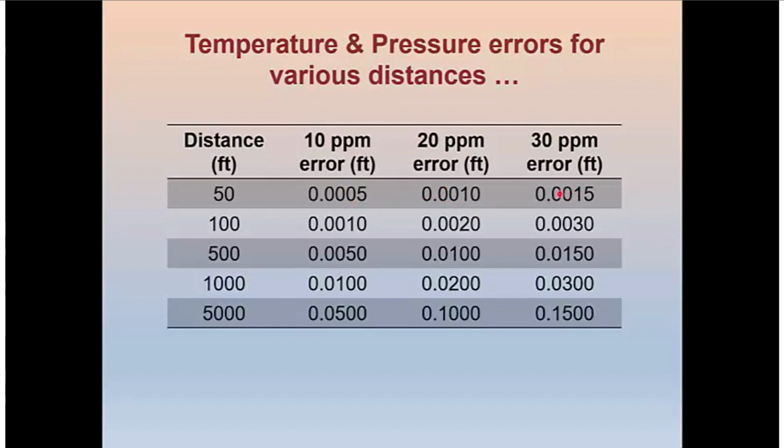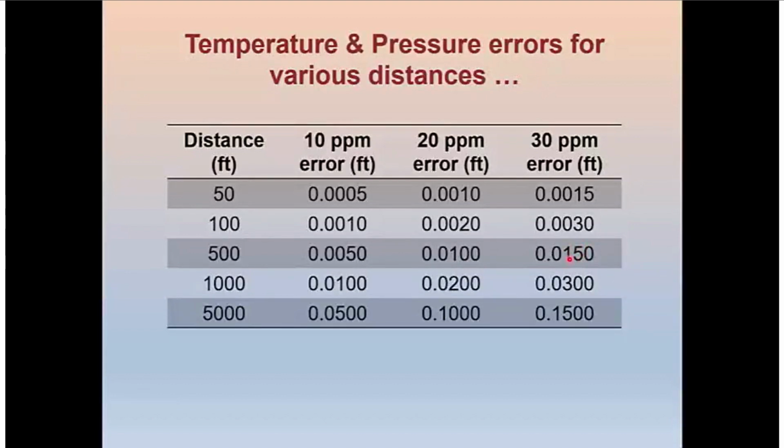It's insignificant at the 20 part per million error, and it's really insignificant at the 30 part per million error. But as we travel down through the data, we can see that around 500 feet, the error starts to creep in, starting to make some difference in the hundredth place, which is typically what we measure our distances to using the EDM.